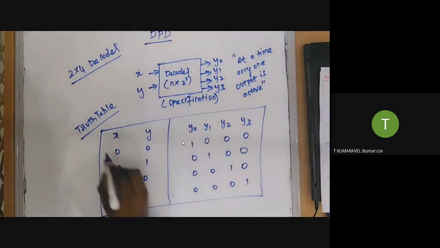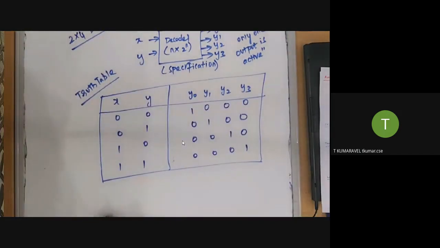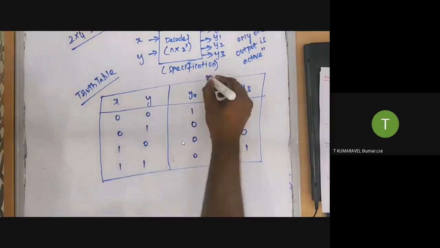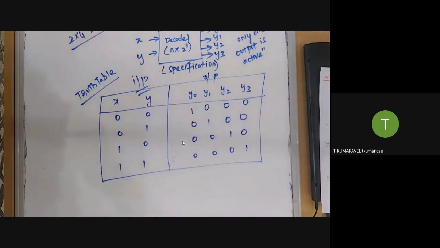Okay. Suppose they ask you to design the circuit diagram for the 2 by 4 decoder. How do you draw that? First, this is the output, this is the input. How do you draw the circuit? You take the outputs, and based on that you form a Boolean expression. From the Boolean expression, you draw the circuit diagram.